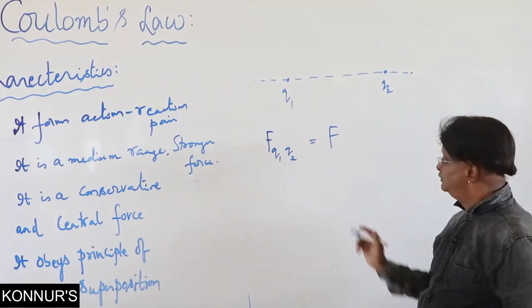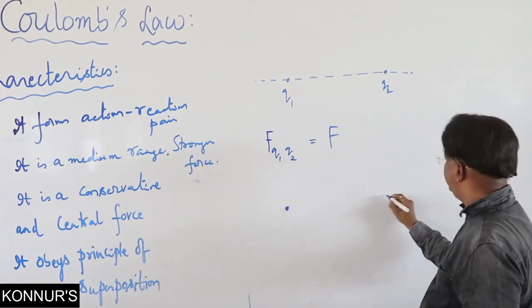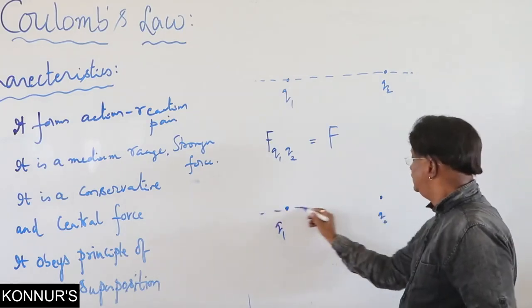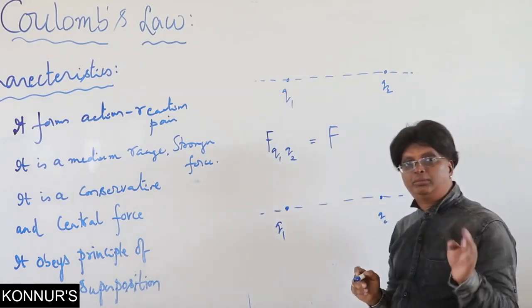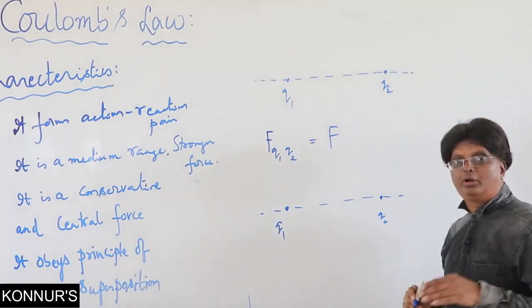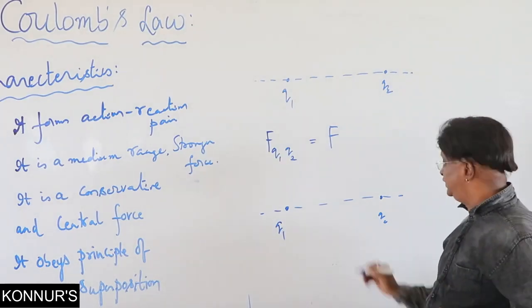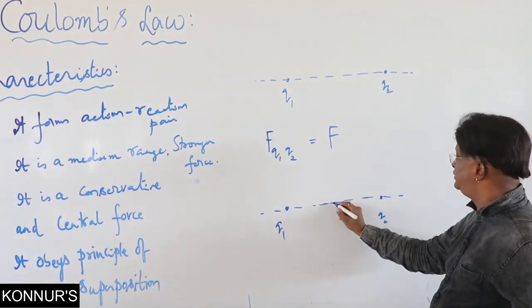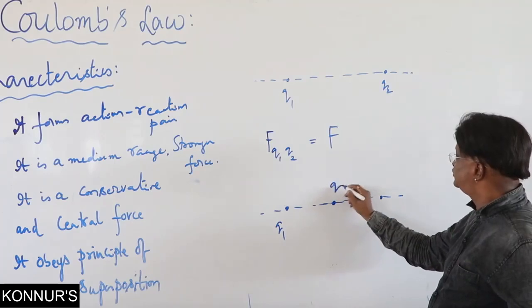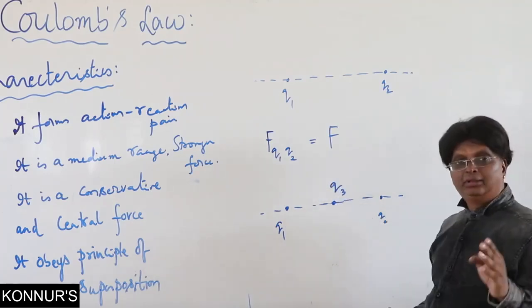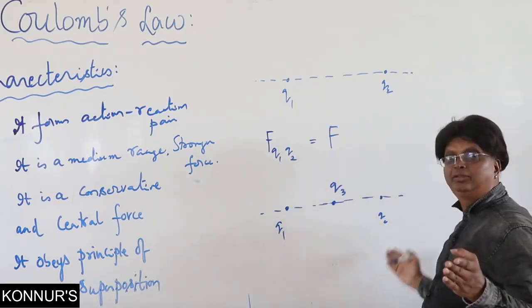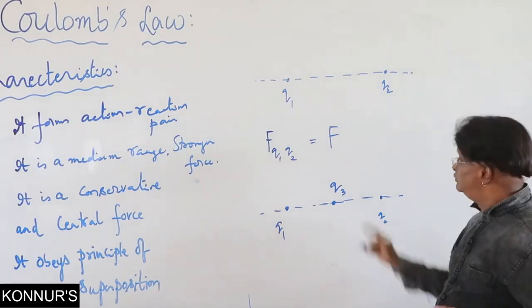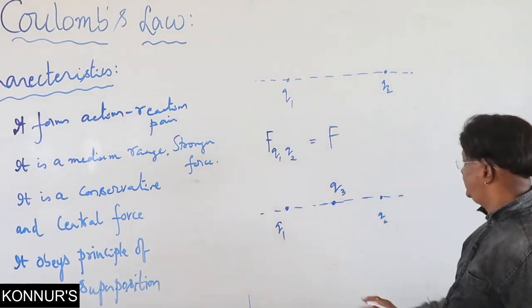Now, suppose we make a small change in the system. I am now bringing one more charge, a third charge, into the system and placing it on the same line joining them or at some other point. Suppose I have placed another charge Q3 at this point. It need not be on the line joining; anywhere in their neighborhood, I have brought one more charge. Now, two charges have become a system of three charges.